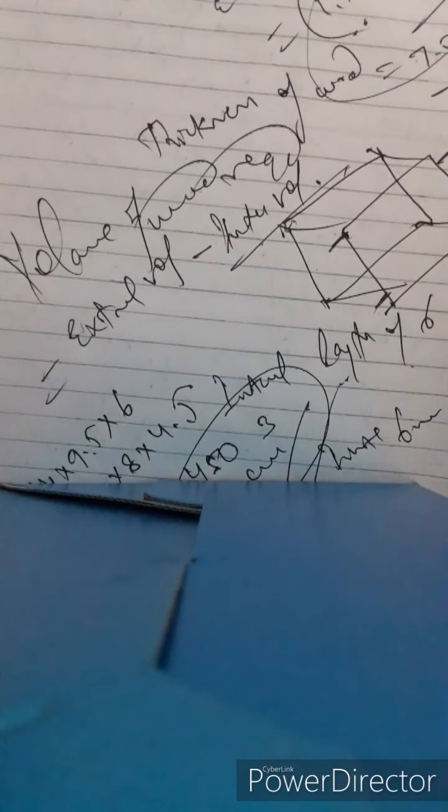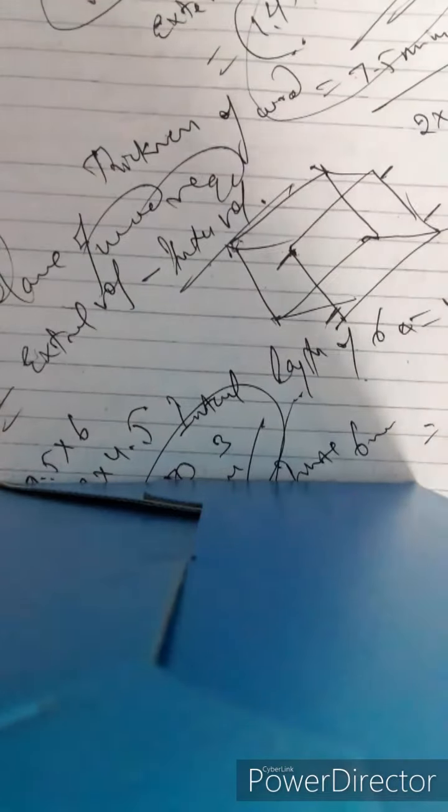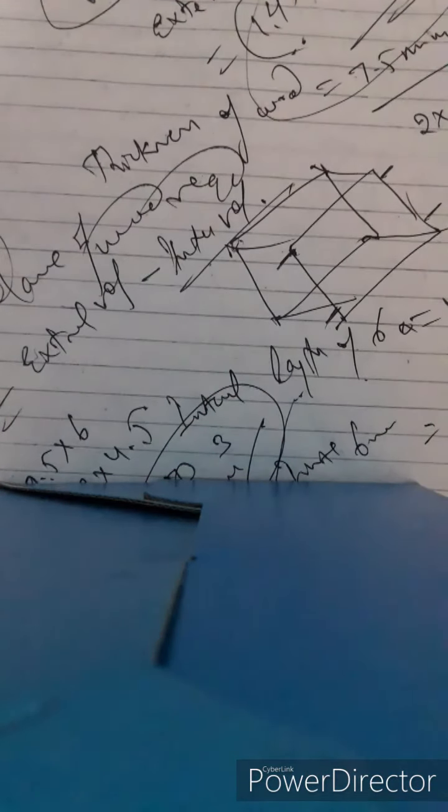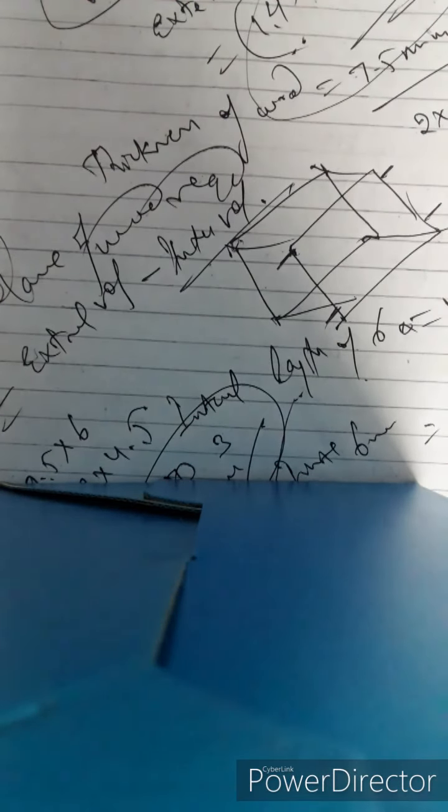So now we'll be coming to the next part. I'll show you another problem. I hope you are able to read it. A solid cube of side 12 centimeter is cut into 8 cubes of equal volume. What will be the side of the new cube? Also find the ratio between their surface areas.